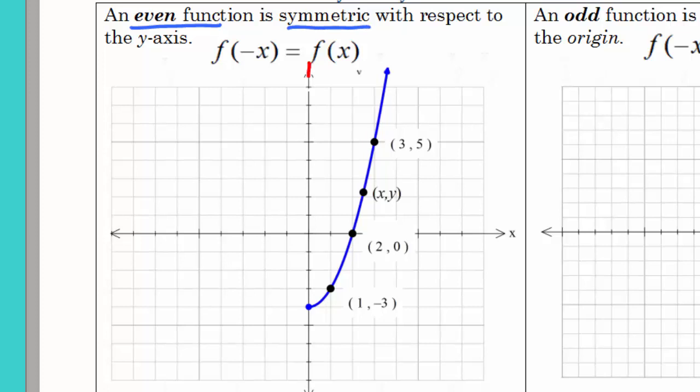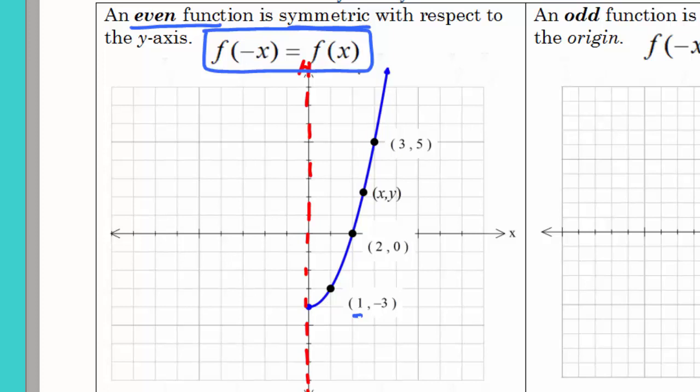In other words, we're going to treat this y-axis as if it was a mirror, and we want to reflect this graph in the mirror of the y-axis. So I want you to look at this. Something is even if f of negative x equals f of x. For a lot of people, you're going, what does that mean?